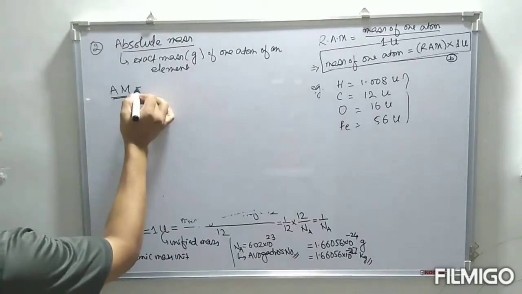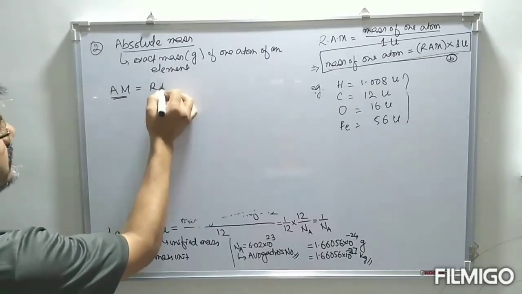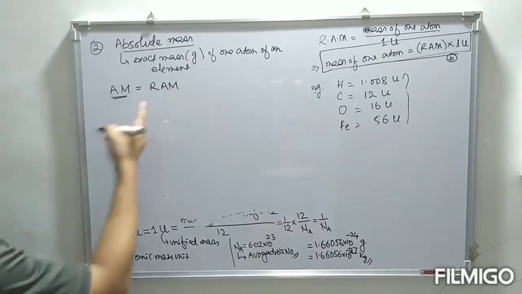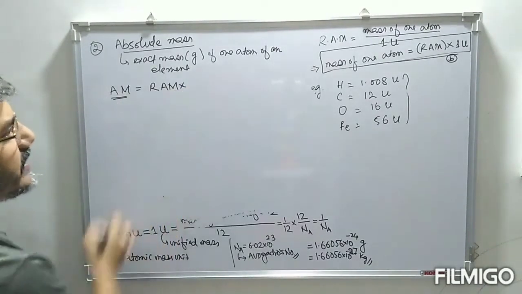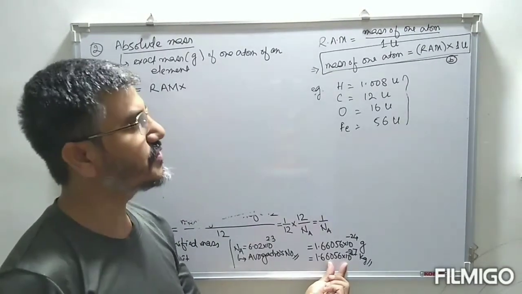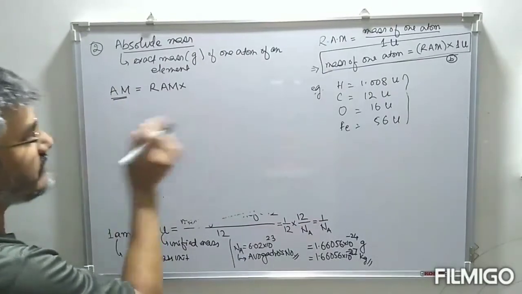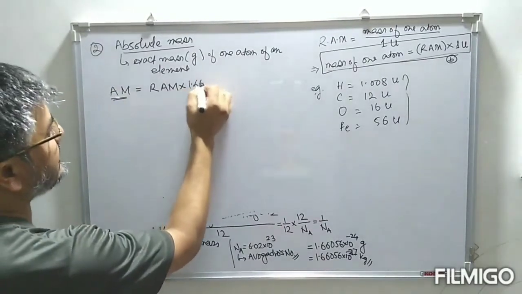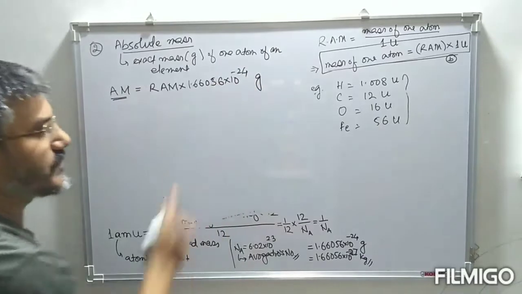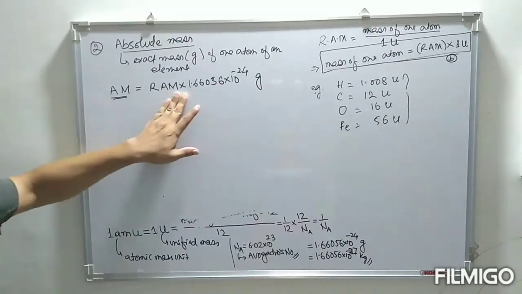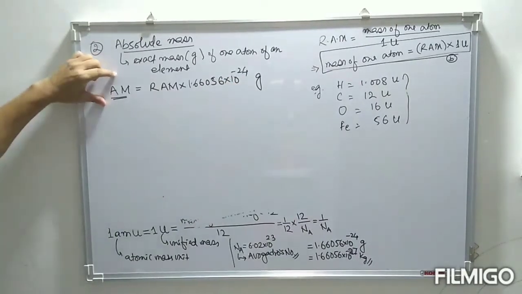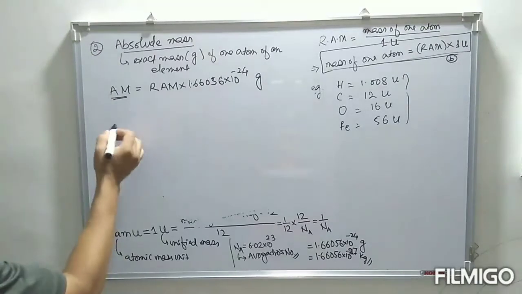So absolute mass is equal to the relative atomic mass that we measured first, multiplied by the gram equivalent of atomic mass unit or unified mass. The gram equivalent of unified mass is 1.66056 into 10 to the power minus 24 gram. So this is the exact mass of one atom of an element expressed in gram unit. So let's take this example.